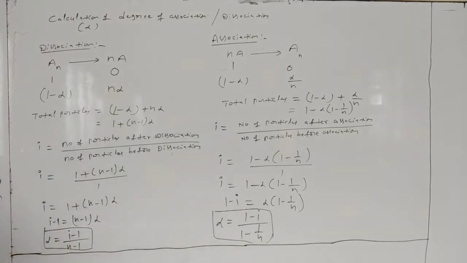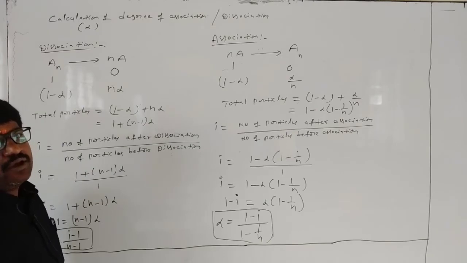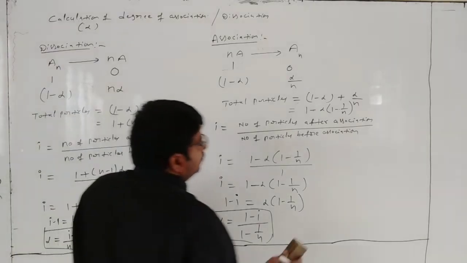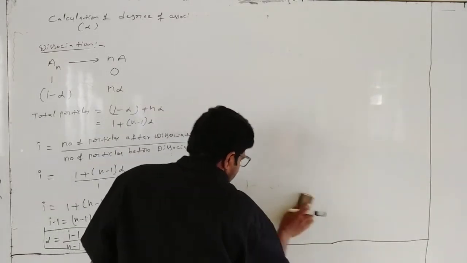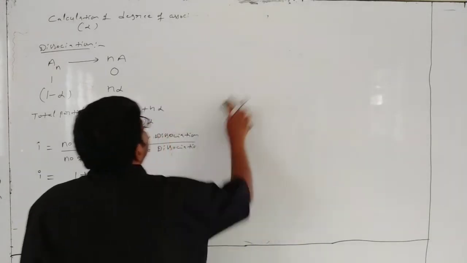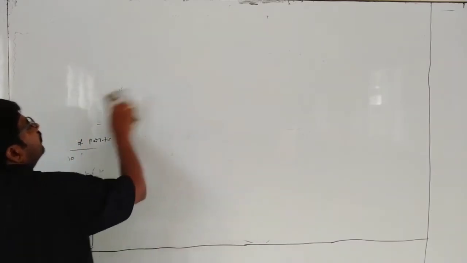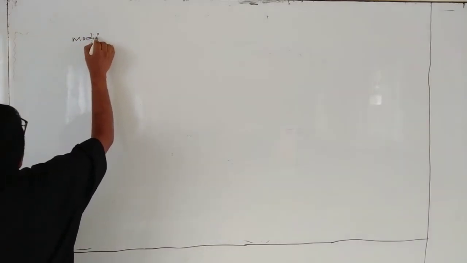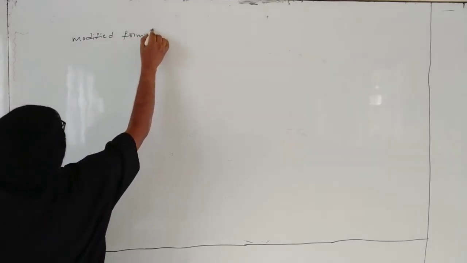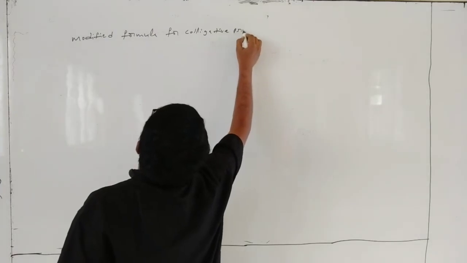So next is the modified equations or formulas for colligative properties. What are the modified formulas with respect to the Van't Hoff factor i? How to write all colligative property formulas? That is called the modified formulas for colligative properties.